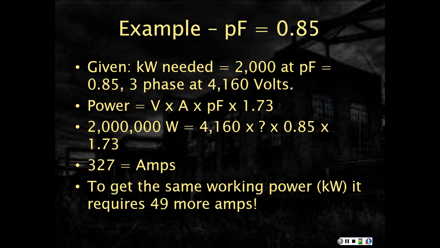Let's say our power factor is 0.85. Again, I still need that same 2,000 kilowatts. The power factor has dropped to 0.85. I still have a 3-phase electrical distribution system at 4,160 volts. Again, I'm going to solve for amp draw.